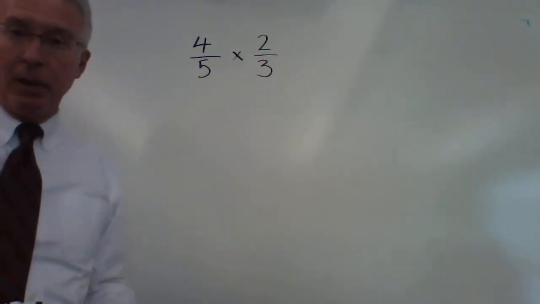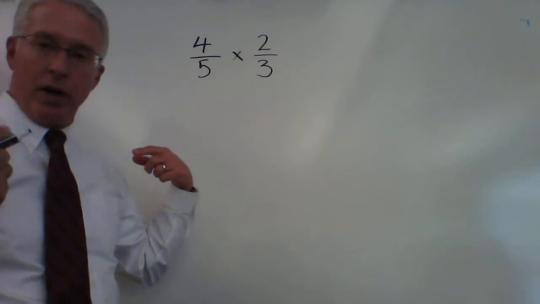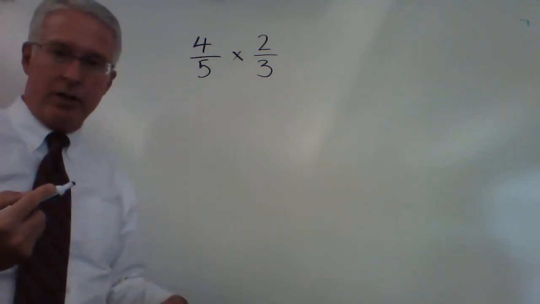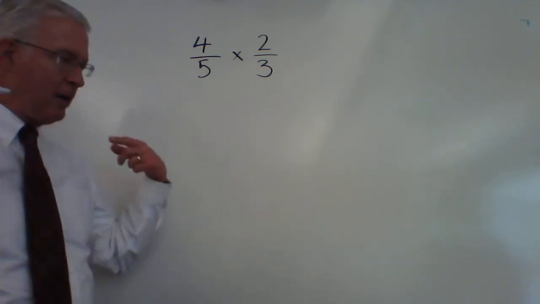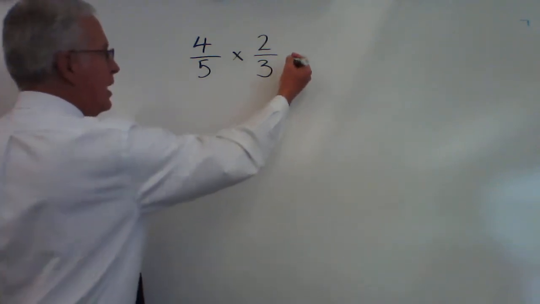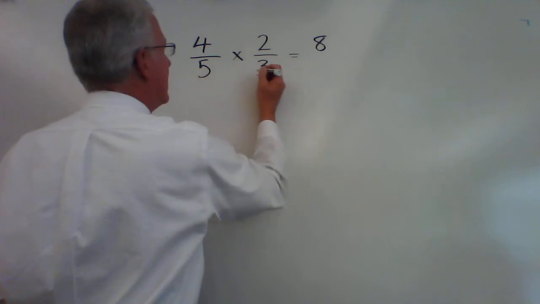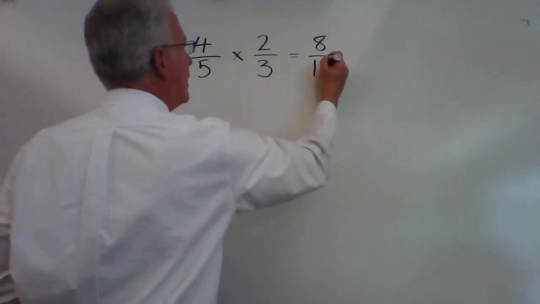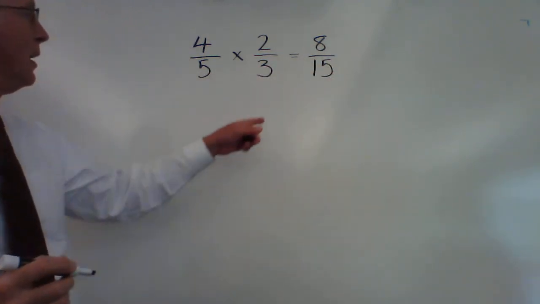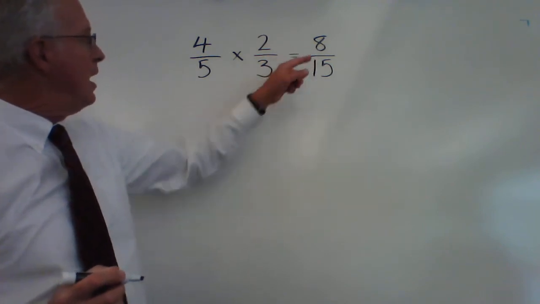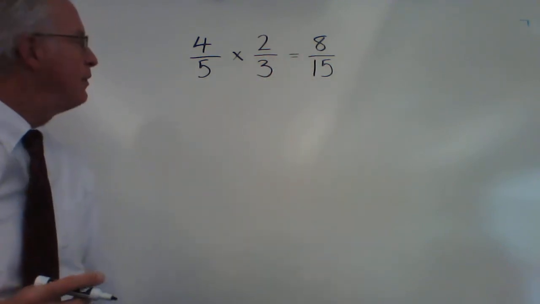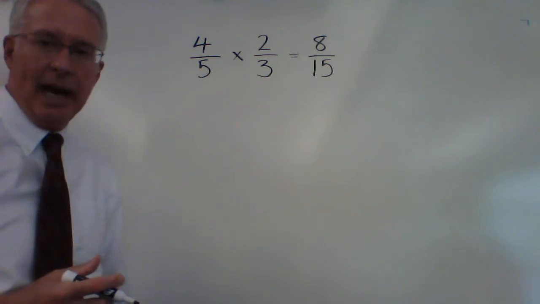And so when we multiply fractions, we don't have to worry about common denominators. All we have to worry about is moving straight across and doing some easy arithmetic. 8/15. I don't think there are any common factors, so that's as simplified as we can get.